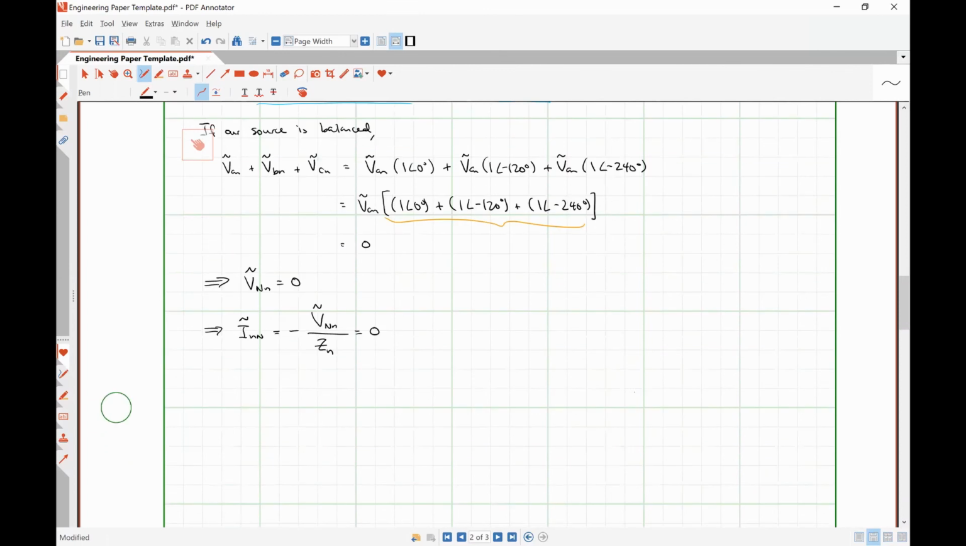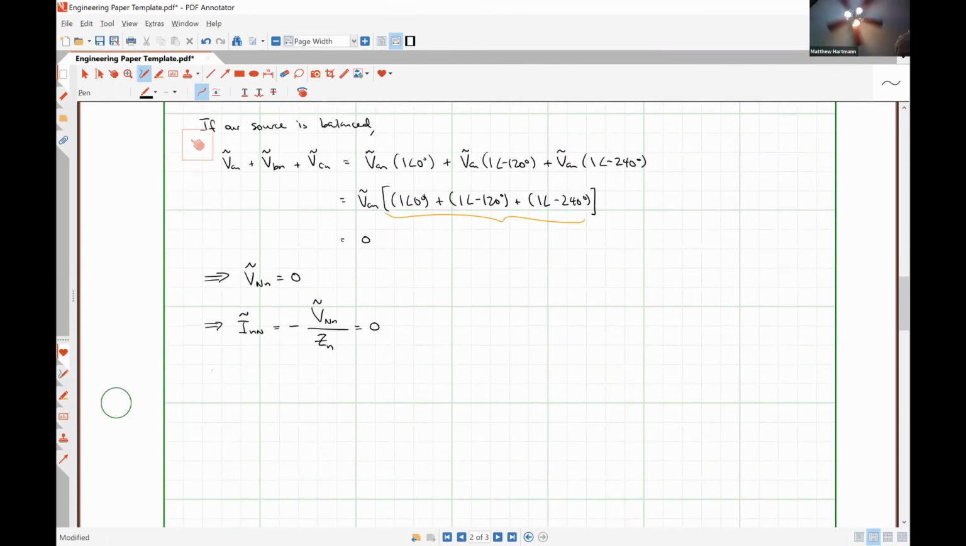We can also see that IAA, our line current through the A phase, is going to simplify to VAN divided by Z wire plus ZY.